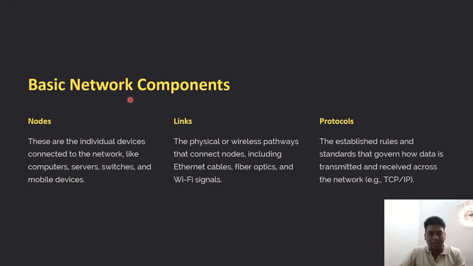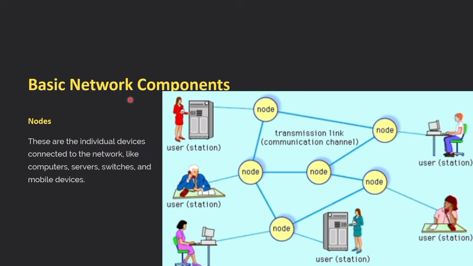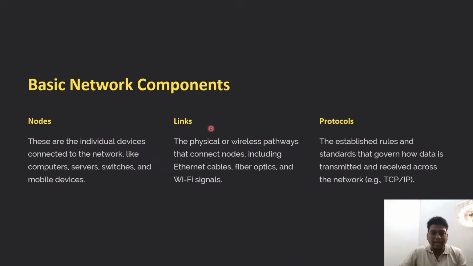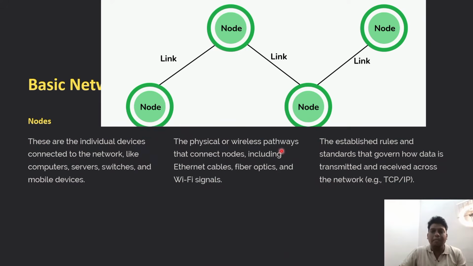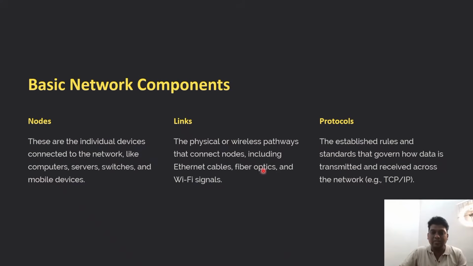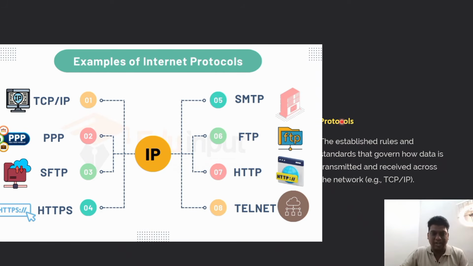There are basic network components. The devices such as computers, phones, printers, etc. can be termed as nodes. Links refer to the connecting pathway between the sender and the receiver. That includes Ethernet cables, fiber optics, and Wi-Fi signals. Protocol normally refers to the rules for communication. Examples are TCP/IP, Transmission Control Protocol or Internet Protocol, then Hypertext Transfer Protocol, then FTP, File Transfer Protocol, that govern how data is transmitted and received across the network.